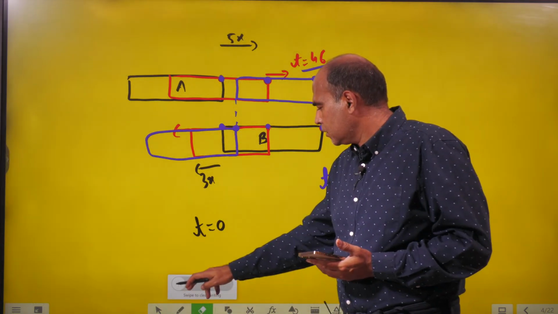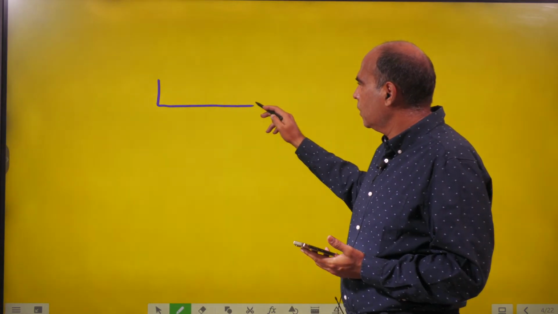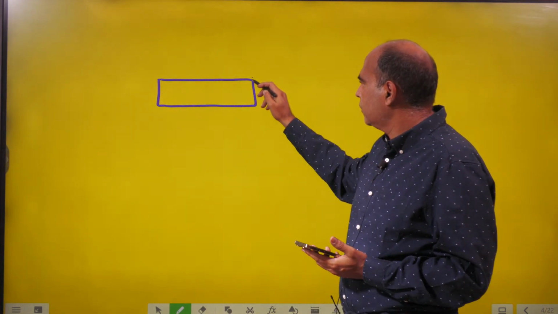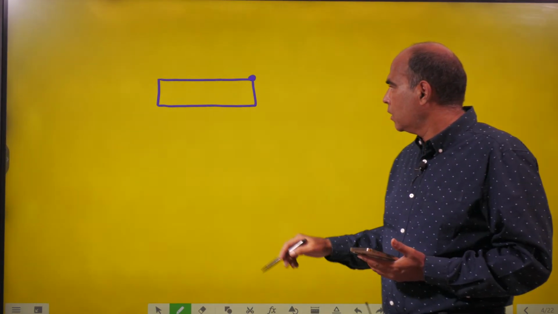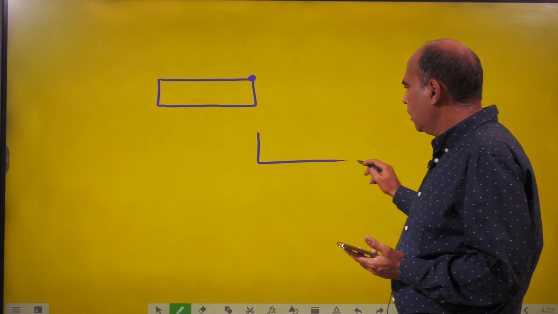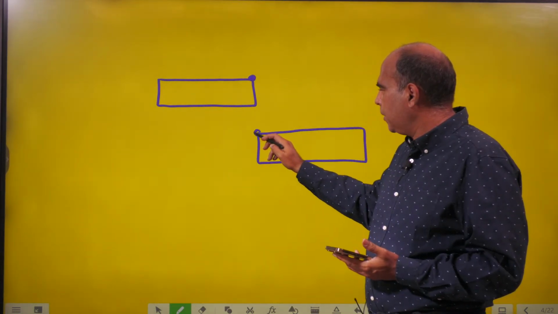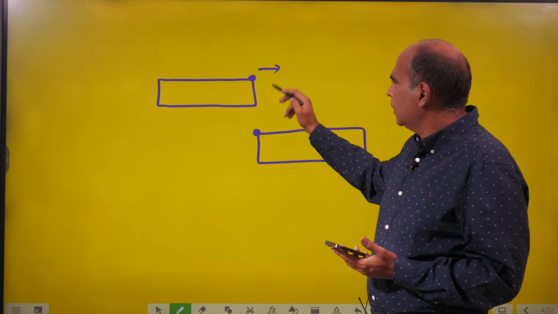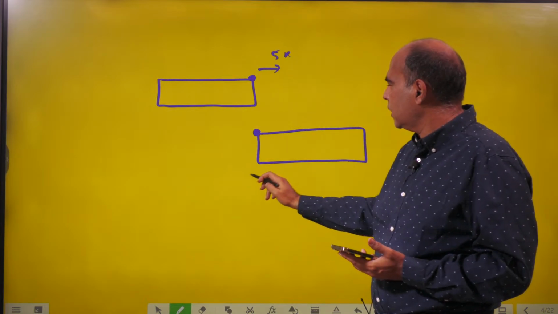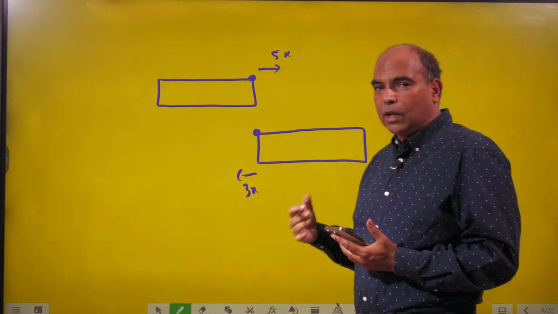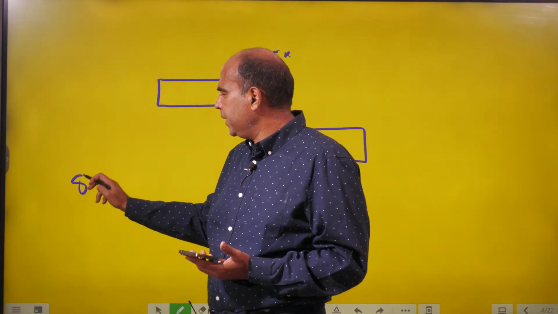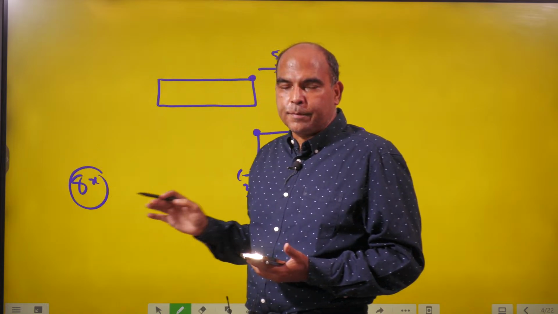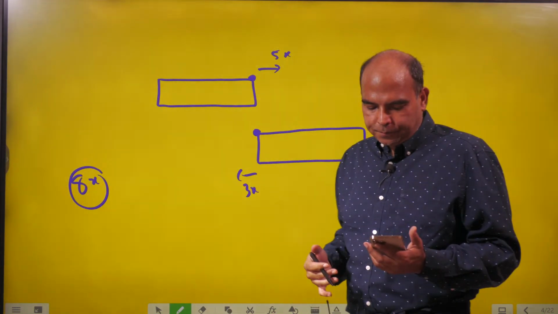Let me redraw this. It'll become easier for you to understand. This is the starting point. I'm denoting the engine with the dot. This is 5x, this is 3x. So in the whole scenario, because the two trains are crossing each other at constant speeds, the relative speed is always 8x. There's no change in the relative speed during the journey, during this crossing.